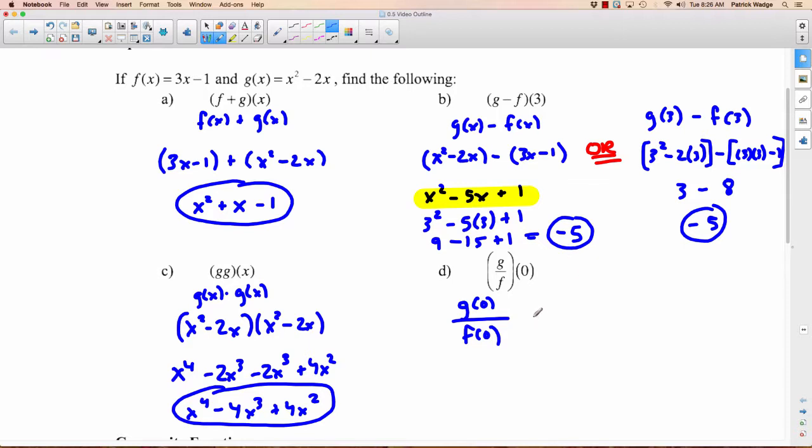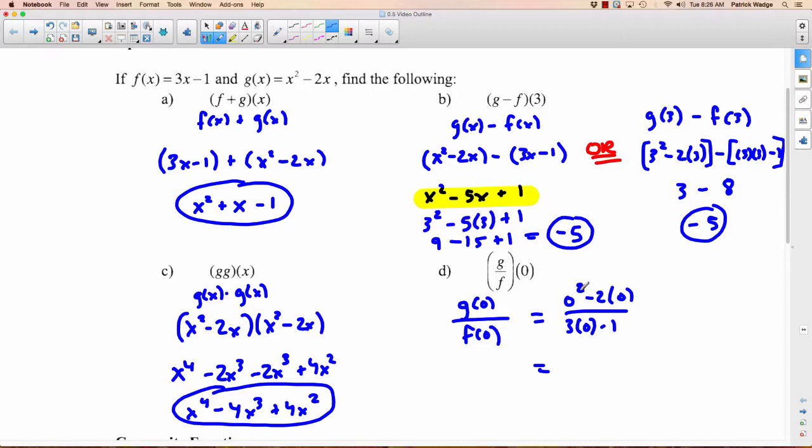So what we need to do is do g of 0. So we're going to plug 0 into g. So I get 0 squared, why don't I write this, 0 squared minus 2 times 0. Then I'm going to do f of 0, which means 3 times 0 minus 1.